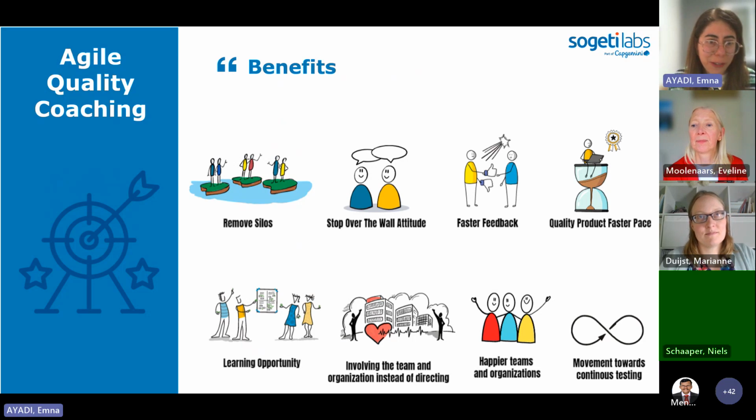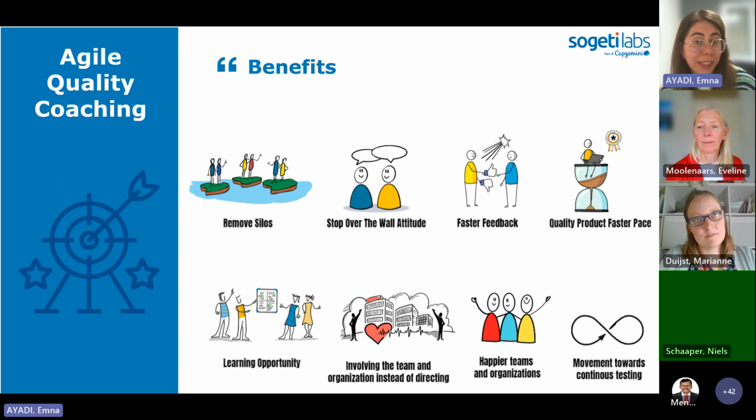Yeah. Now, thanks, Evelyn, for sharing these challenges. And of course, having an agile quality coach within your team, there are lots of benefits. We want to share a few of them.